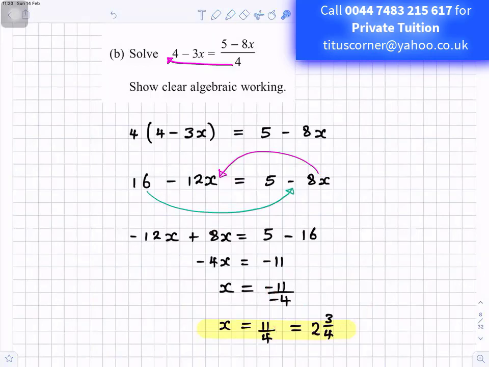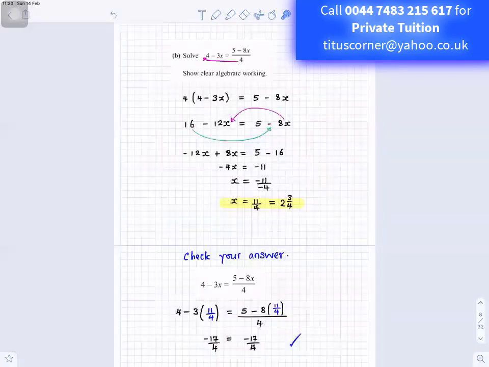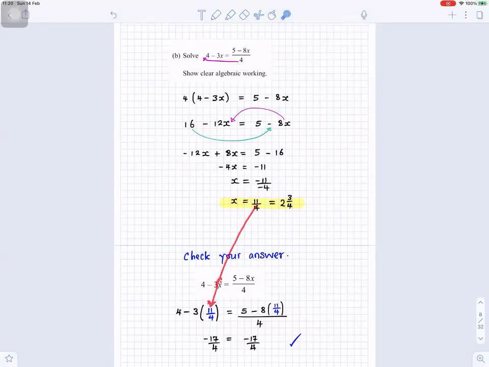And you can check if your answer is correct. To check, you substitute the answer of 11 over 4 where there's x. And you work out the left-hand side, you will get minus 17 over 4. And when you work out the right-hand side, you'll get minus 17 over 4. That means the left-hand side is equal to the right-hand side. That's the meaning of that symbol, equal, from the Latin word aequalis.